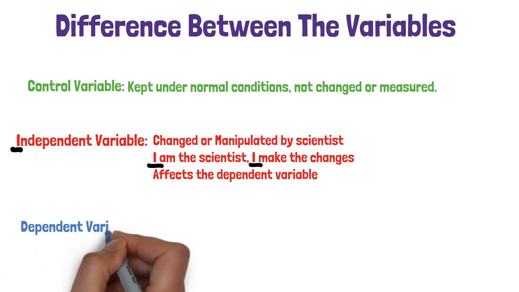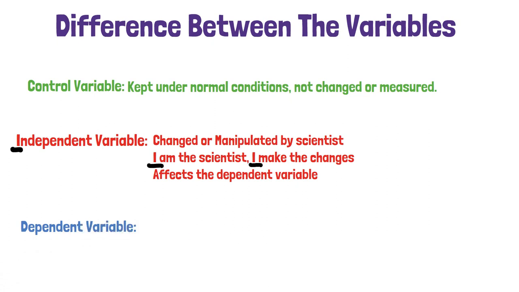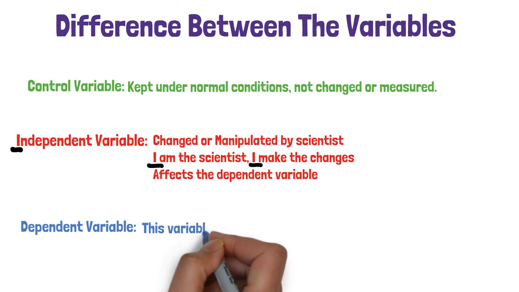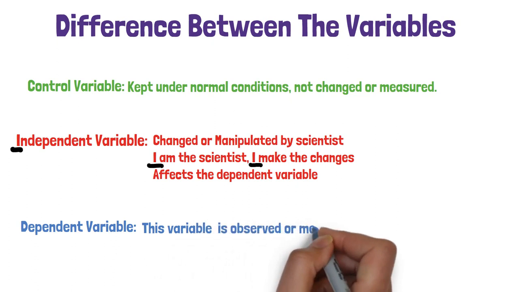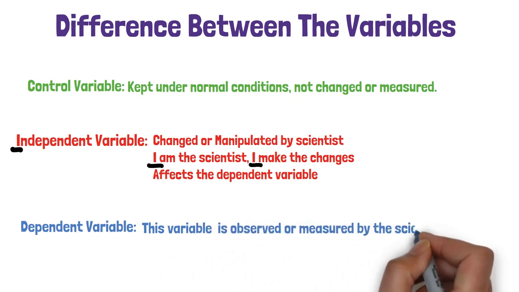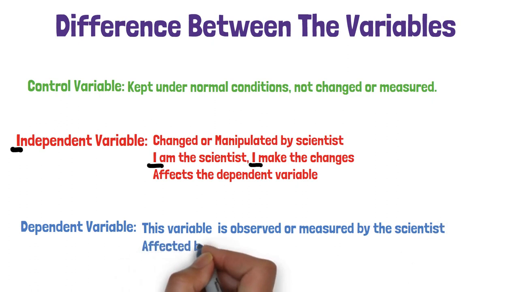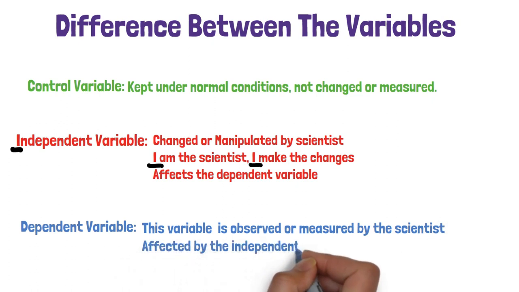Let's talk about the dependent variable. The dependent variable is the variable that is observed or measured by the scientists, and it is affected by the independent variable. So the dependent variable is anything in the experiment that you are observing or measuring.